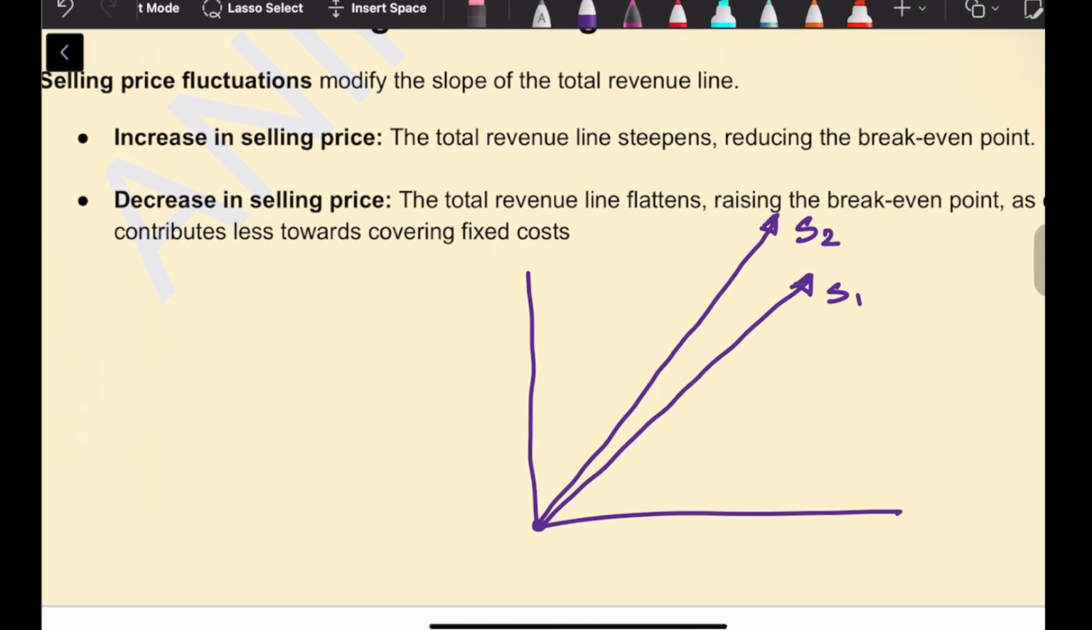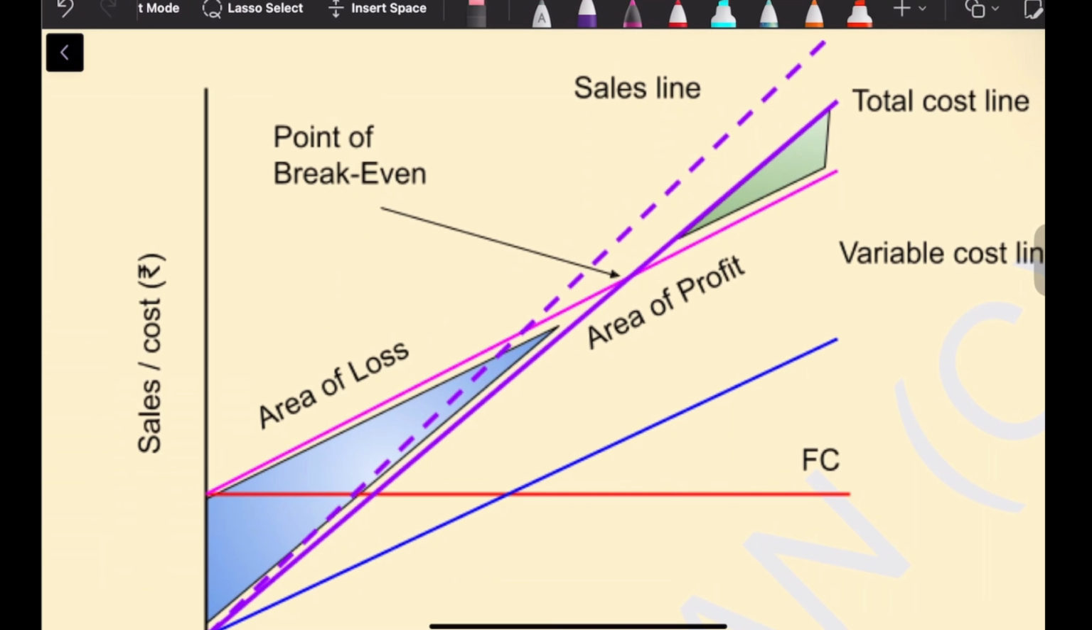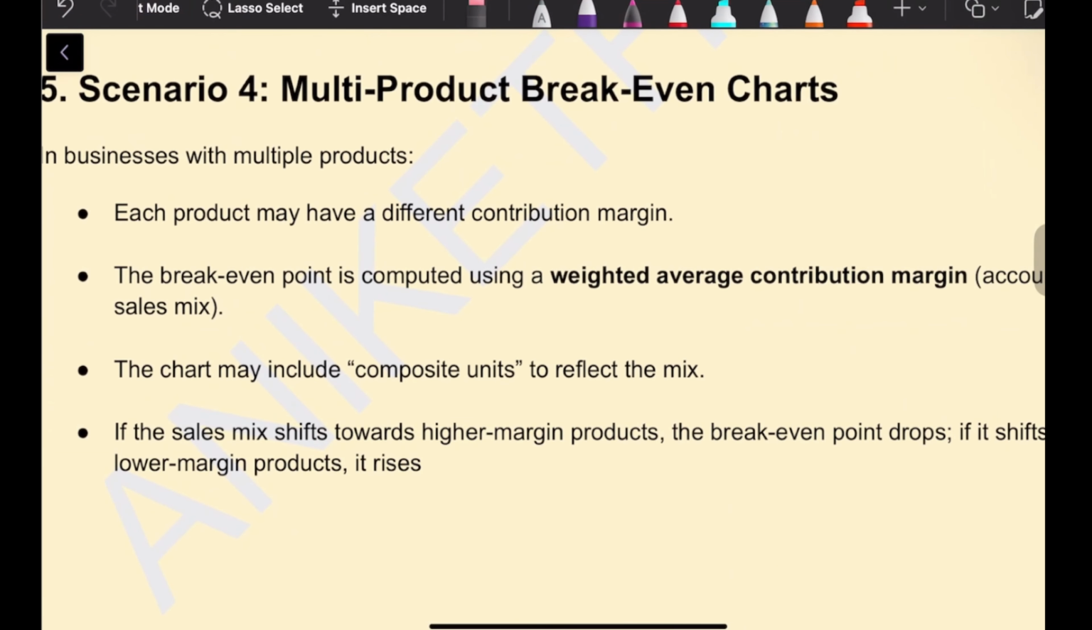When the sales line slope is increasing, that means you are breaking even earlier. So the desirable thing is increase the sales price per unit, but that is again not in the control of the company, because market dictates the price. If the increased sales price is not accepted by the market, then they have to reduce it. So sales has an inversely proportional relationship with break-even point. That means if selling price per unit increases, break-even reduces, and vice versa. Okay. Then there is a scenario 4 where you have multi-product break-even chart.